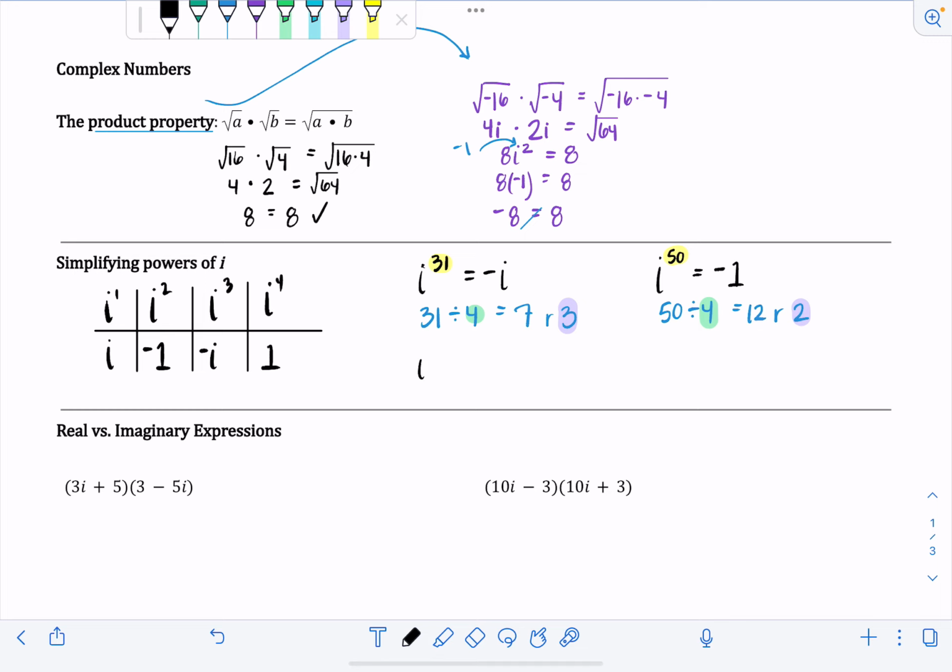The only thing you have to be a little bit careful about is, let's say I had, do one more. If I had i to the 36th power and I were to take 36 and divide it by 4, so 36 divided by 4, 36 divided by 4 is 9 with no remainder. So if there's no remainder, that means it's an exact multiple of 4. So it lines up with the i to the 4th power on the table. So that means that this would simplify to +1.